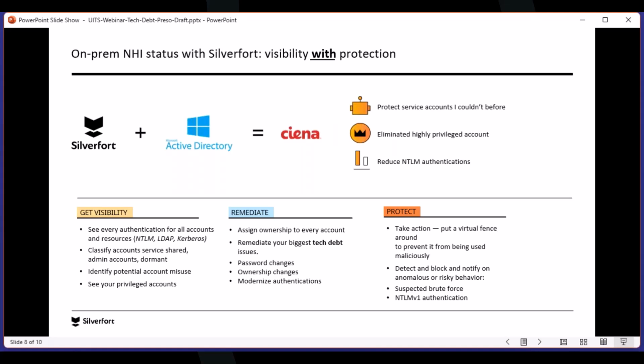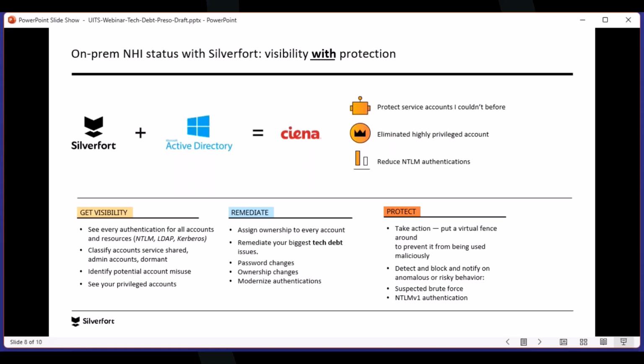And then it'll also allow you to see all the privileged accounts that you have and how active they are and what they're doing. And eventually, as we'll get to in the far right side of the slide, take some action against those and see what's anomalous behavior potentially.